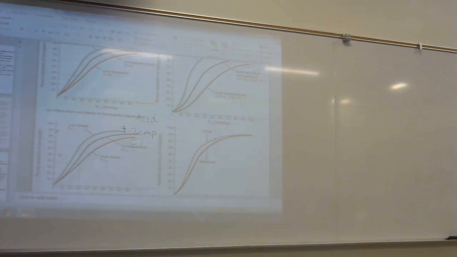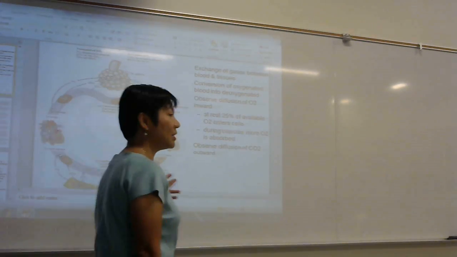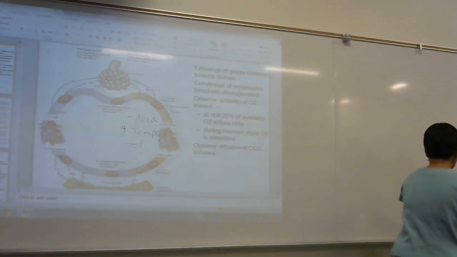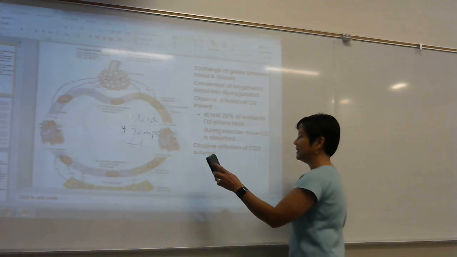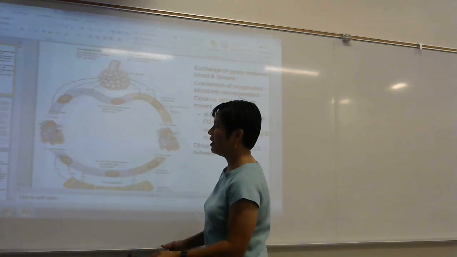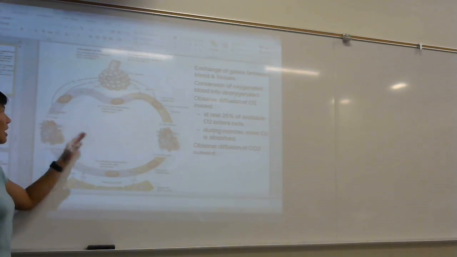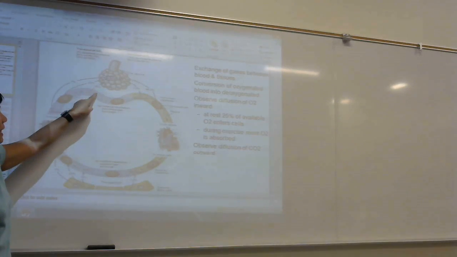Now let's look at our carbon dioxide. How is carbon dioxide transported? They're both in the blood, right? For oxygen, it's mainly inside your RBC, some of it in the plasma. For carbon dioxide, the main way to transport carbon dioxide is in the plasma.